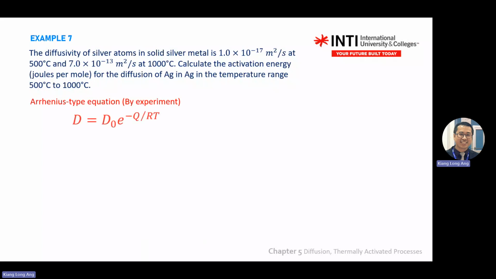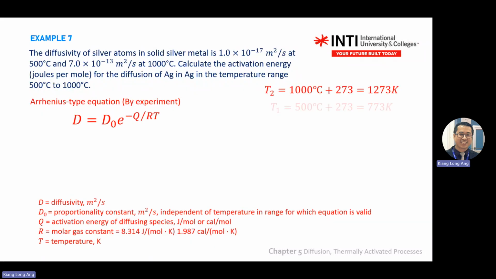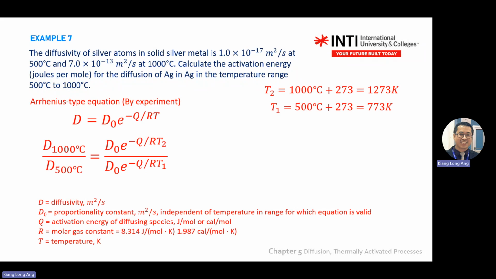Okay. So this one is by experiment, just substitute the value. So diffusion of silicon atoms in silver, diffusion D is given, and a certain temperature is this one. So you have two D values. The first D is at 500 degrees C, the second D is at 1000 degrees C. Calculate the activation energy Q for silver in the temperature range 500 to 1000.